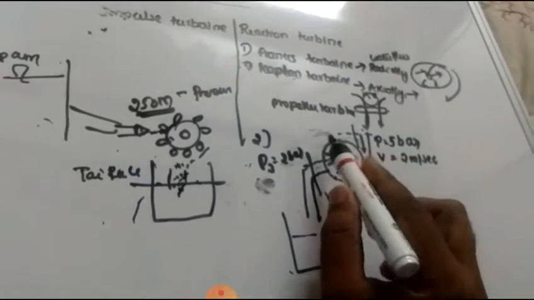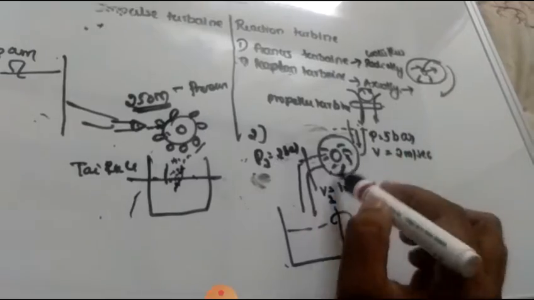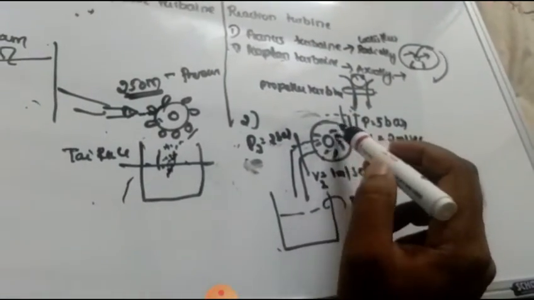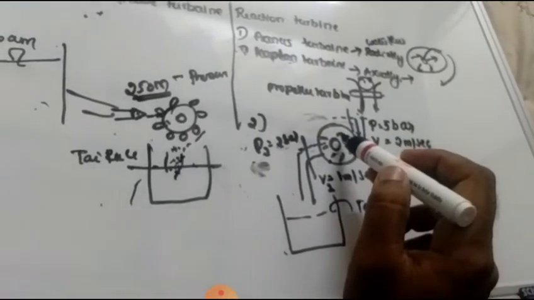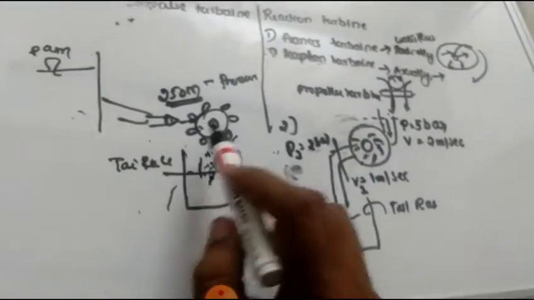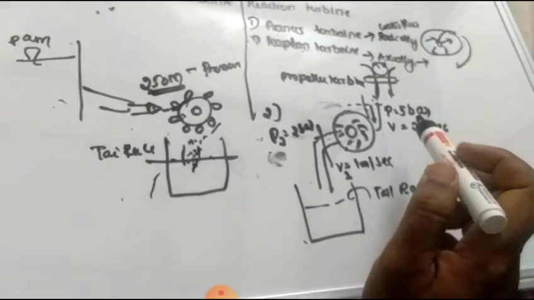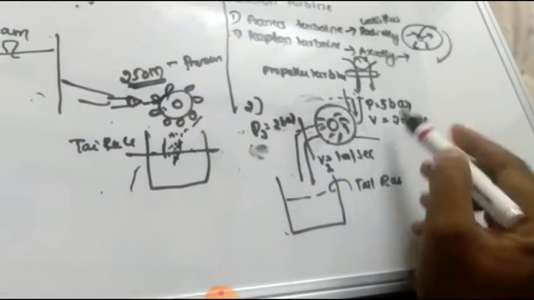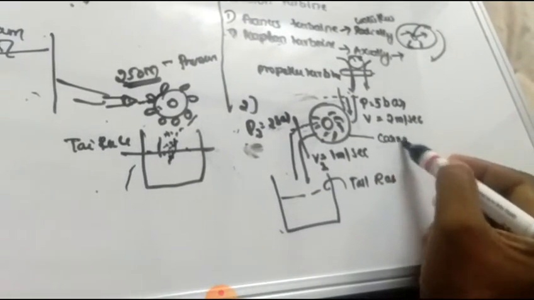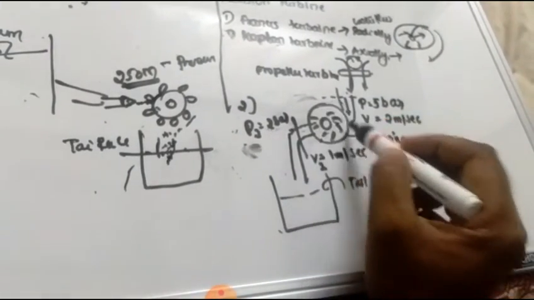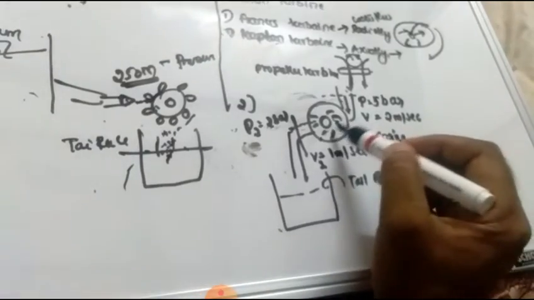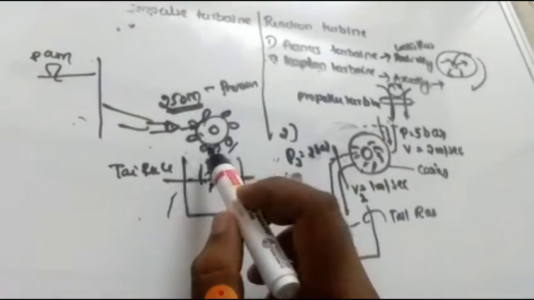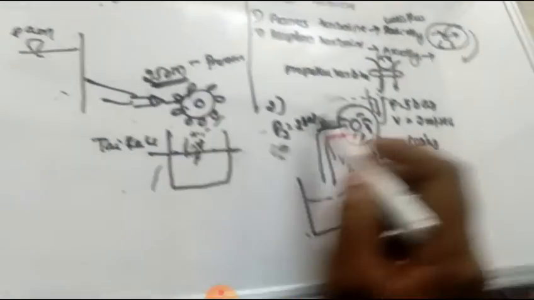The turbine is mounted inside the pipe, inside the water. So the turbine is immersed inside the water. Here the water strikes and flows. The casing is provided here. So the turbine is placed inside the pipe, and that pipe covering it is called the casing.